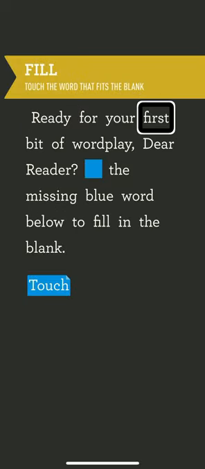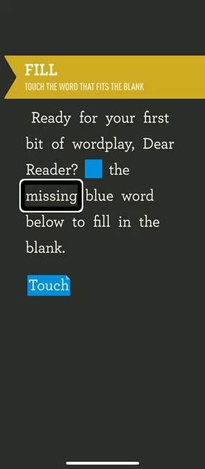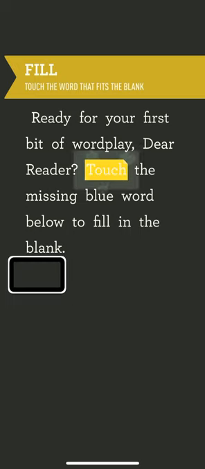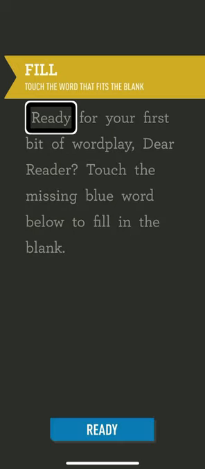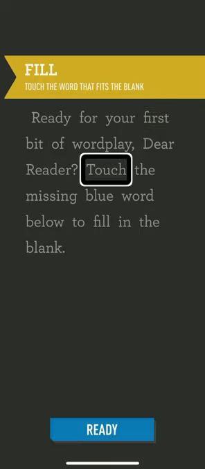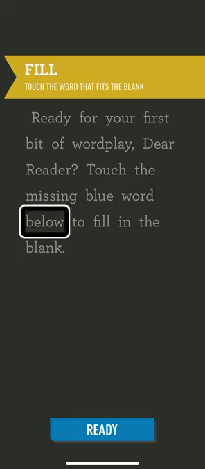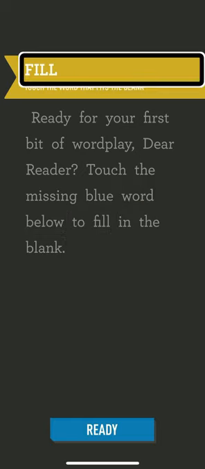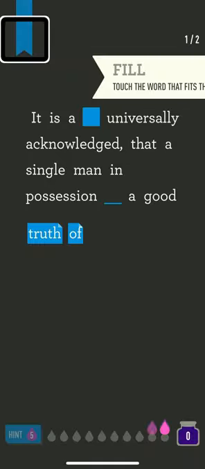For your first bit of wordplay, Dear Reader, touch the missing blue word below to fill in the blank. Fill. Ready.